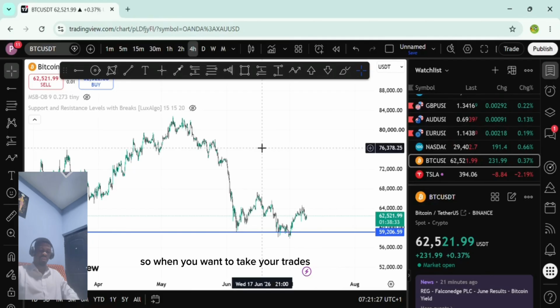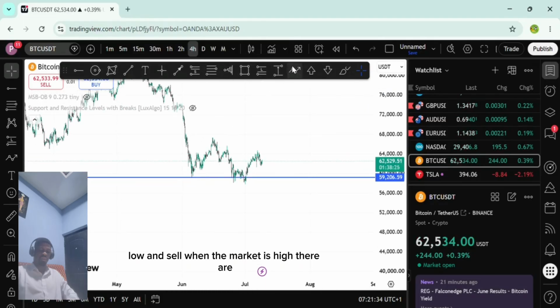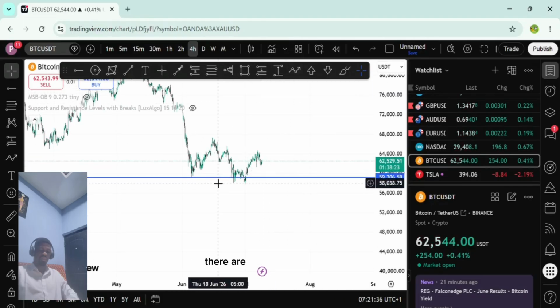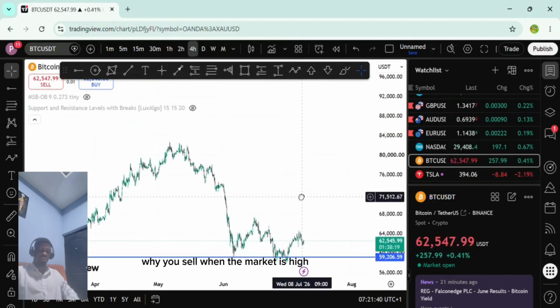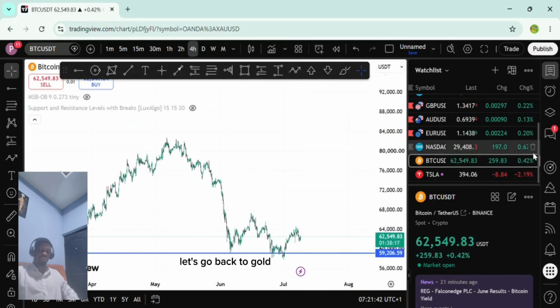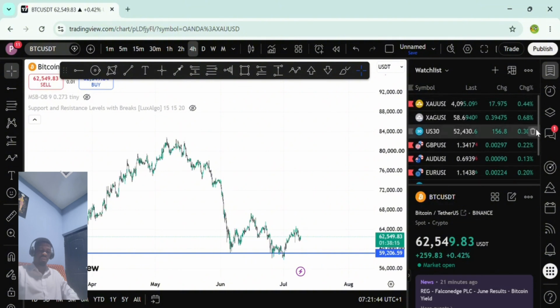So when you want to take your trades, or your buying or selling opportunities, you buy when the market is low and sell when the market is high. There are reasons why you buy when the market is low, and there are reasons why you sell when the market is high. Let's go back to gold.